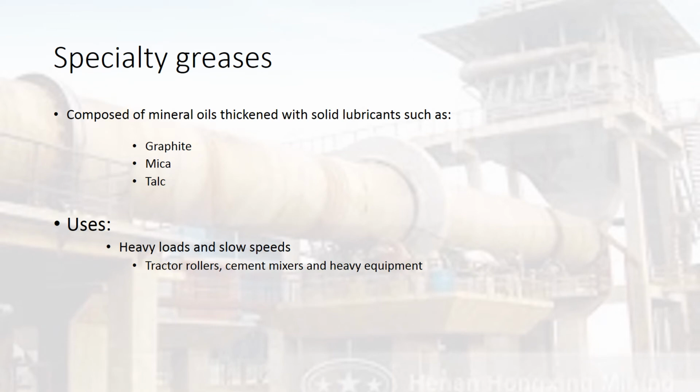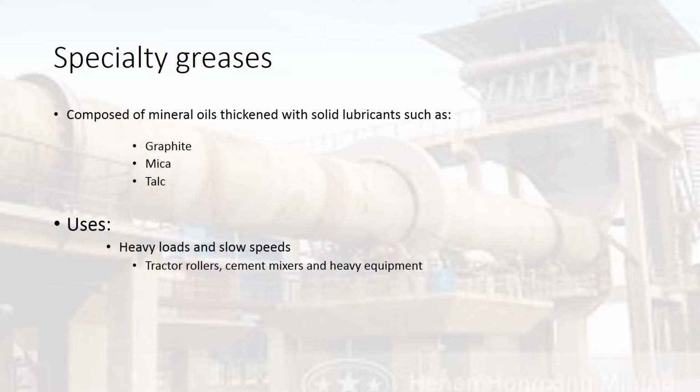Specialty greases are mineral oils that are thickened with solid lubricants. The solid lubricants that are used are graphite, mica, and talc. These are used in heavy load, slow speed applications such as tractor rollers, cement mixers, and heavy equipment.